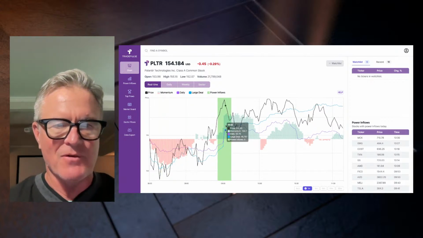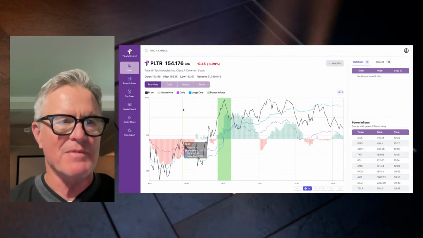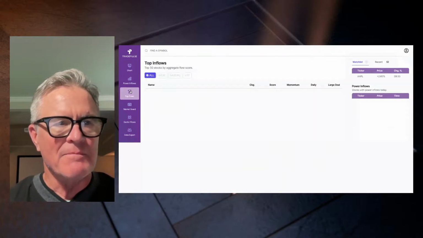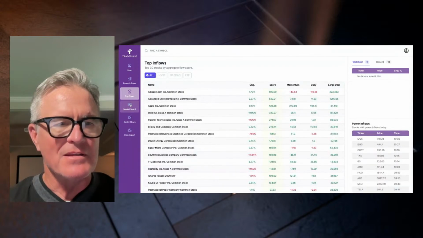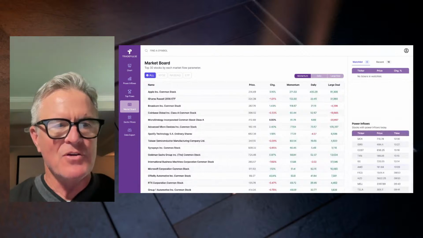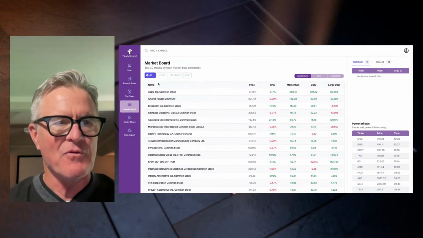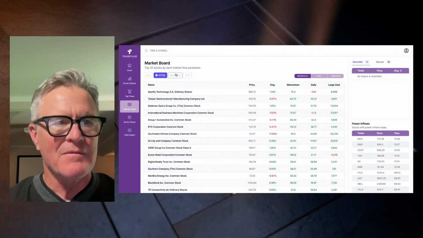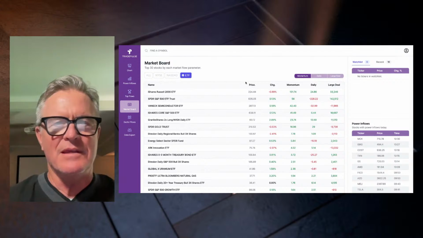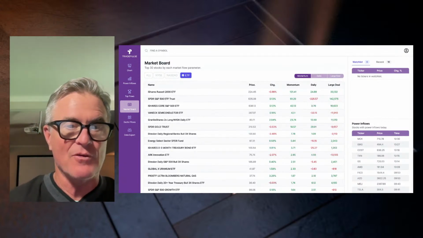So they did actually get a power inflow this morning, and those only come in the first 2 hours of trading, by the way. So we looked at top flows, and then this market board tab you see here will give you the top flows like we looked at before, breaking it down by NYSE, NASDAQ, and ETF as well. So here you can see the price of the stock, the percentage change on the stock on the day. This is from the opening.